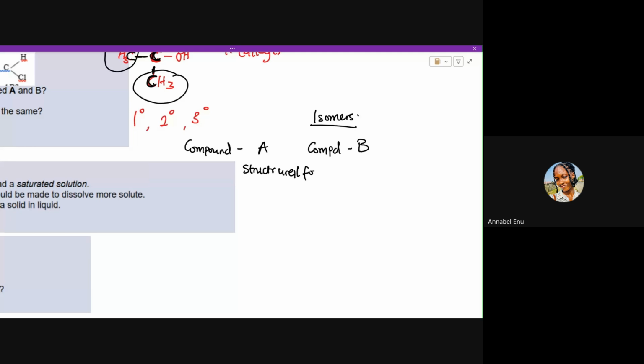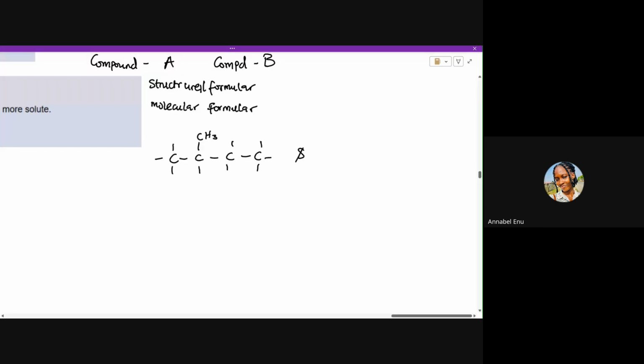Isomers is the term used when two organic compounds have different structural formulas, but their molecular formulas are the same. So what do we mean by that? For example, we have this structure here, and we have another structure.